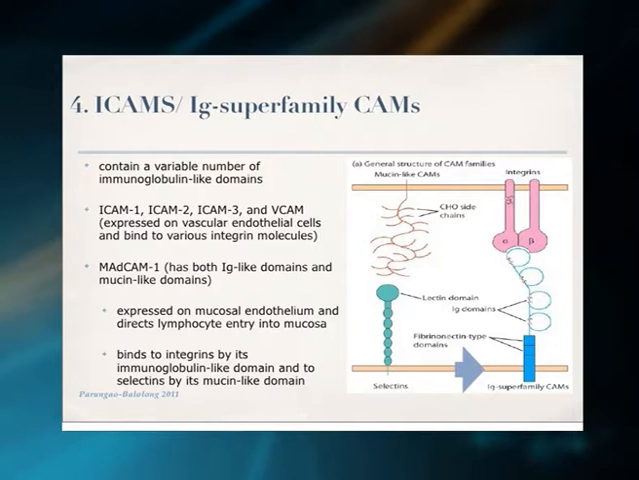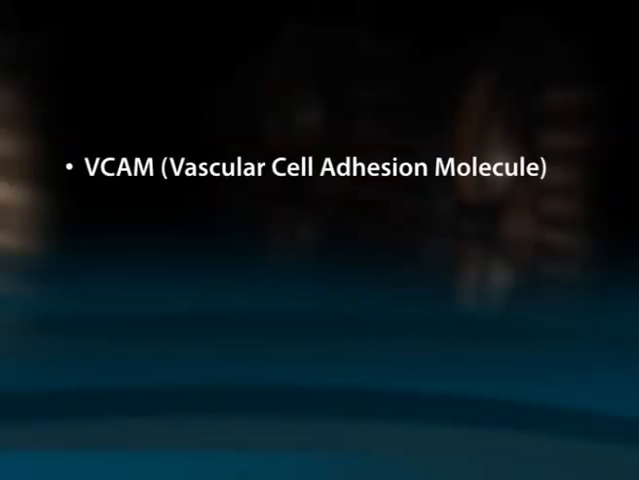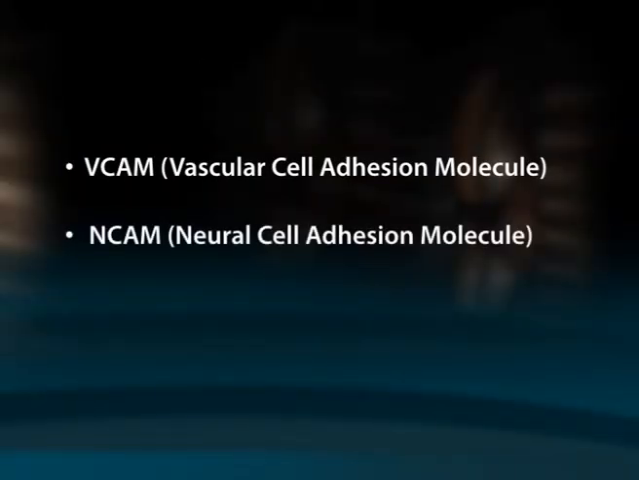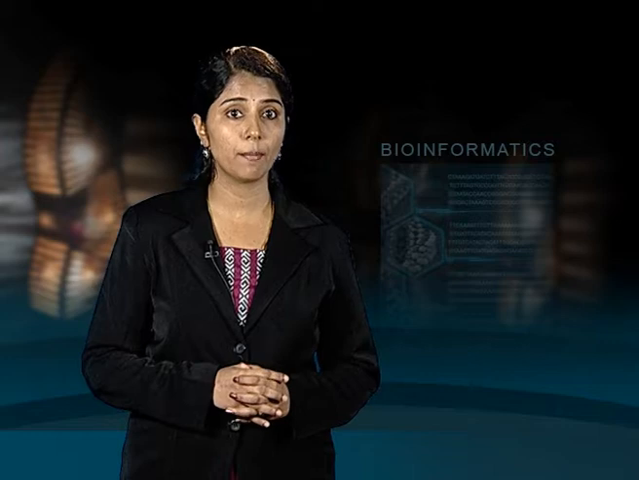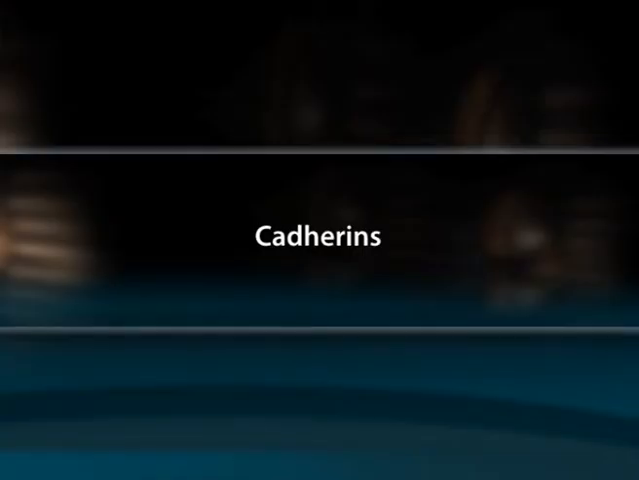Most of the immunoglobulin superfamily cell adhesion molecules mediate the specific interactions of lymphocytes with cells required for an immune response. However, some IGSF members such as VCAM, or vascular cell adhesion molecule, NCAM, or neural cell adhesion molecule, and L1 play important roles in nerve outgrowth, synapse formation and other events during the development of the nervous system.